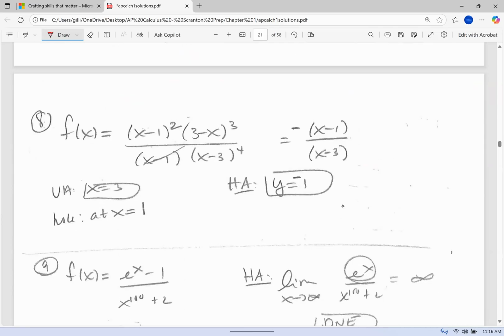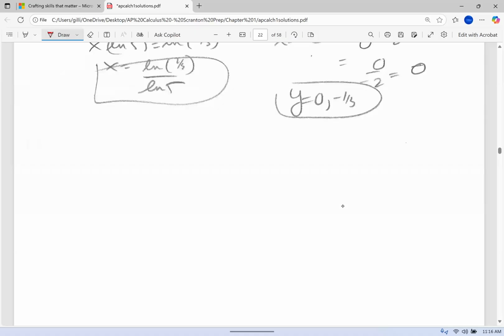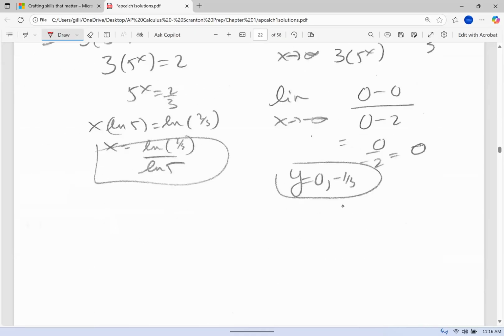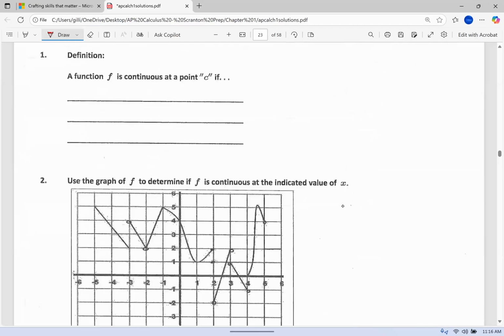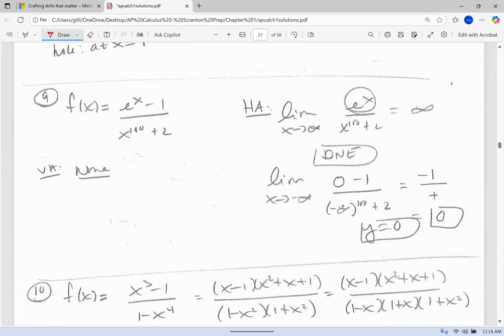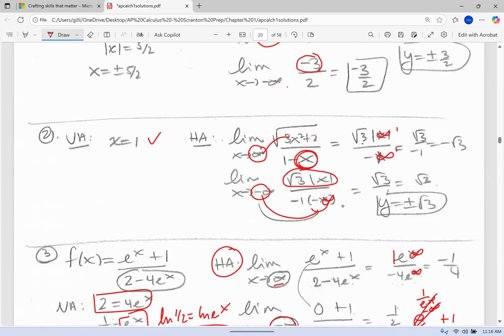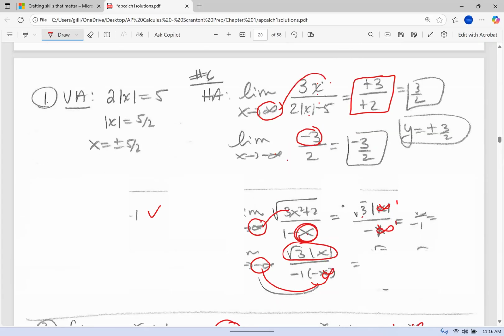And number 8, we skipped around here, I guess. I skipped number 5. Maybe it didn't scan. Let me see, since I put them on a different page. So there's that. 4. Let me just take a look here.